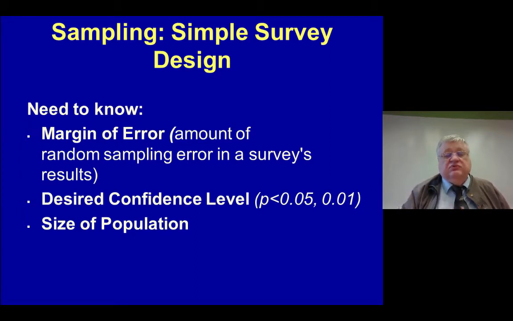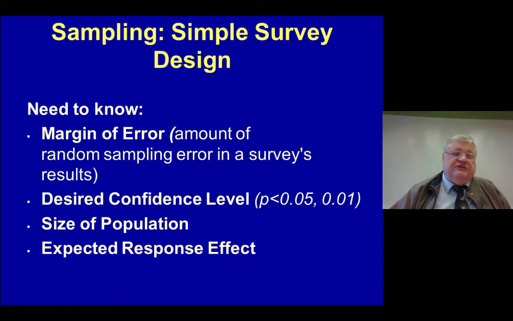There's a certain point beyond which, as long as you have a true random sampling procedure, you're always going to get a nicely distributed group representative of the larger population. The smaller your population to begin with, the rule of thumb is your sample has to be that much larger than you would have had for the larger population. And the other one is the expected response effect.